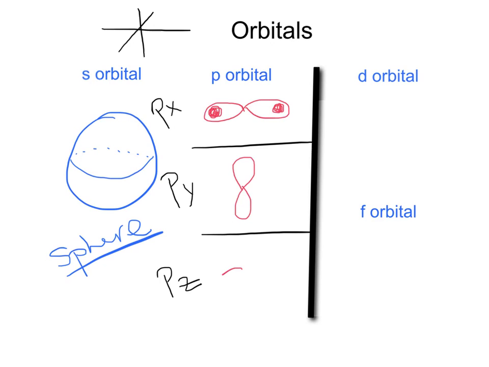And then pz, I just kind of draw the same thing but on a diagonal. See? Can't you tell it's three-dimensional? So that's what they all look like. And so if I put all of the p orbitals together, I would get something that looks like this. So here's px, here's py, and then here's pz.